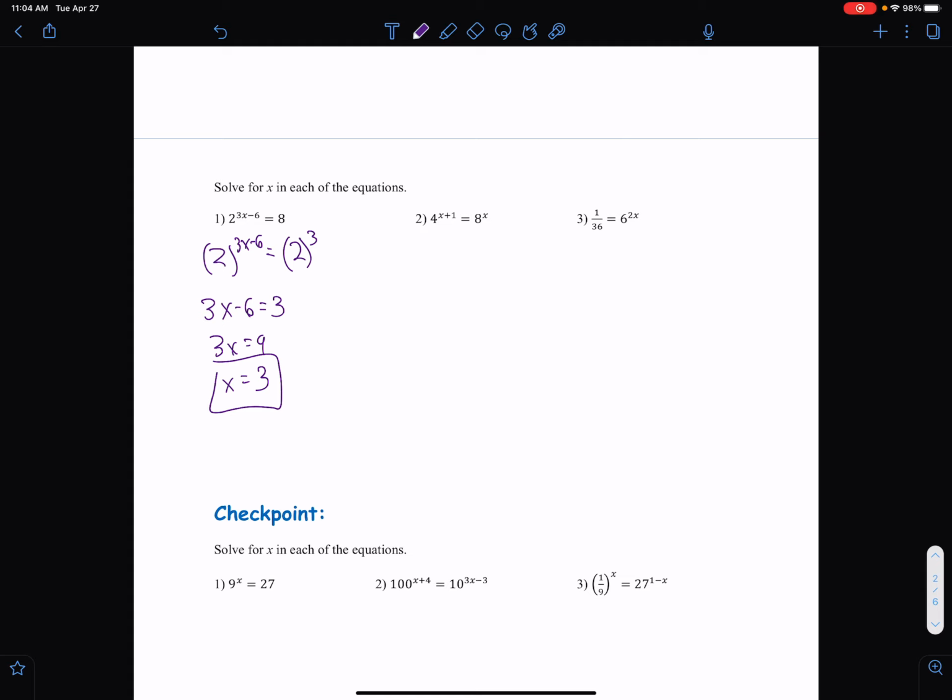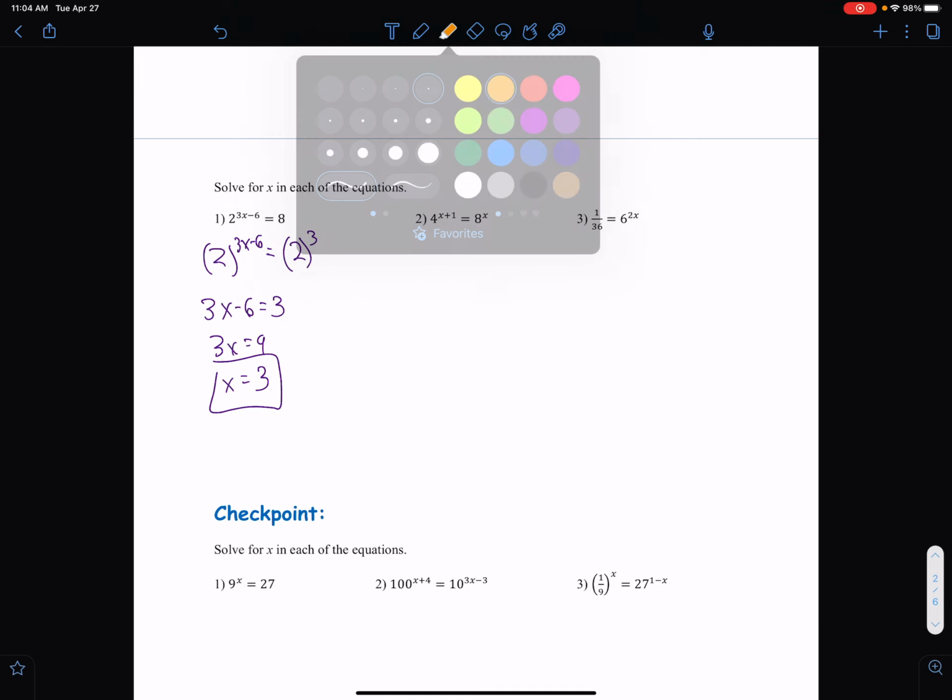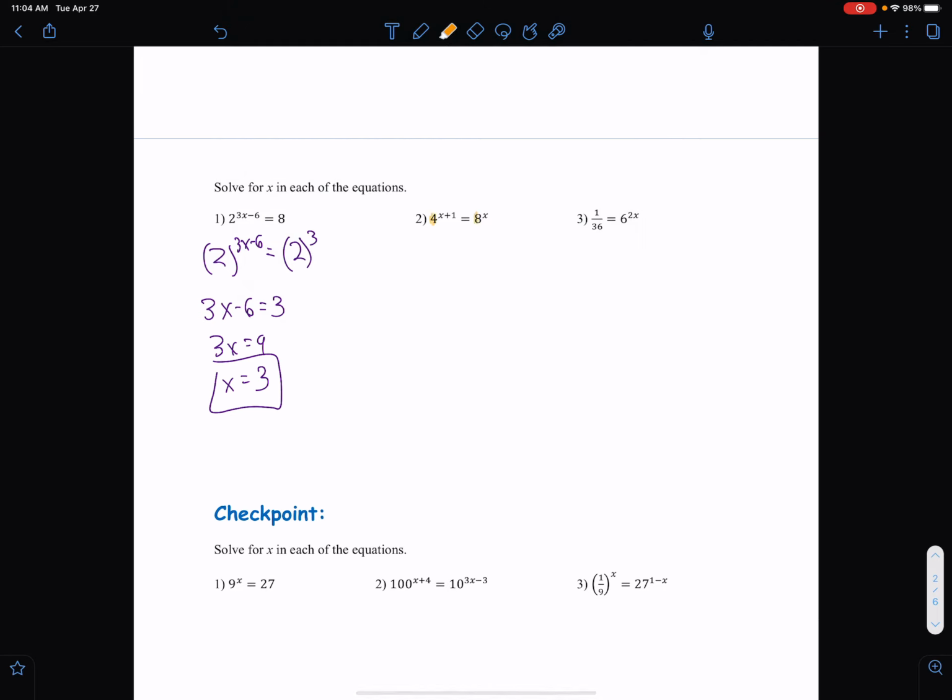So we can't rewrite 4 to have a base of 8, and we can't rewrite 8 to have a base of 4, because 4 squared is 16. So in this case, what are we going to have to do? We're going to have to rewrite 4 and 8, instead of just 8 like in the last one. So what can I rewrite 4 as? Well, I can rewrite 4 as 2 squared, to the x plus 1. And I can rewrite 8 as 2 to the third, and don't forget the other exponent of x out there.